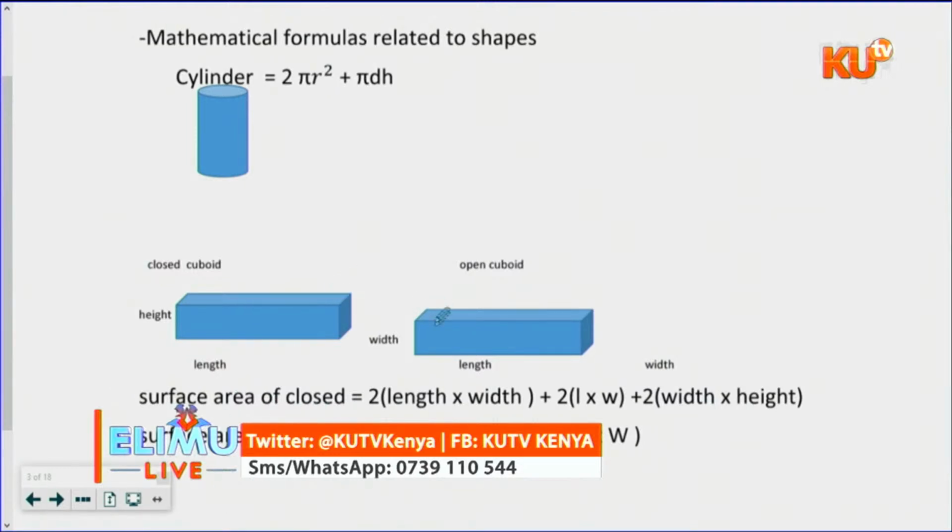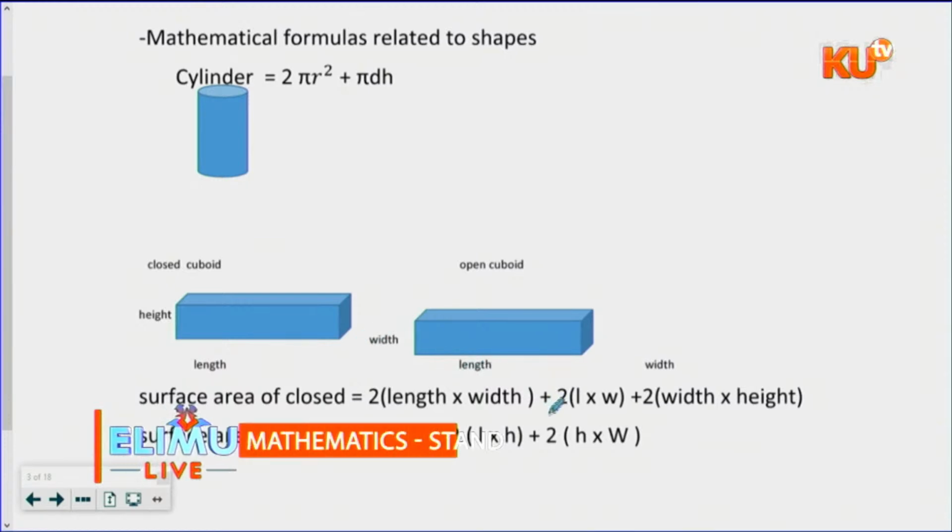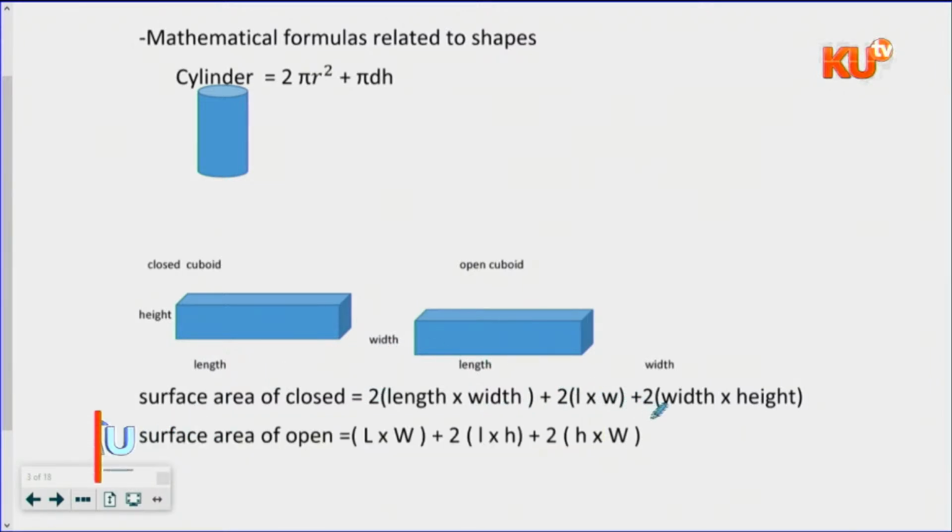We'll say surface area equals 2 into length times width. That is area of top times 2, plus area of the other side. This side here we have 2 into length times width. Then we have plus 2 into width times height.